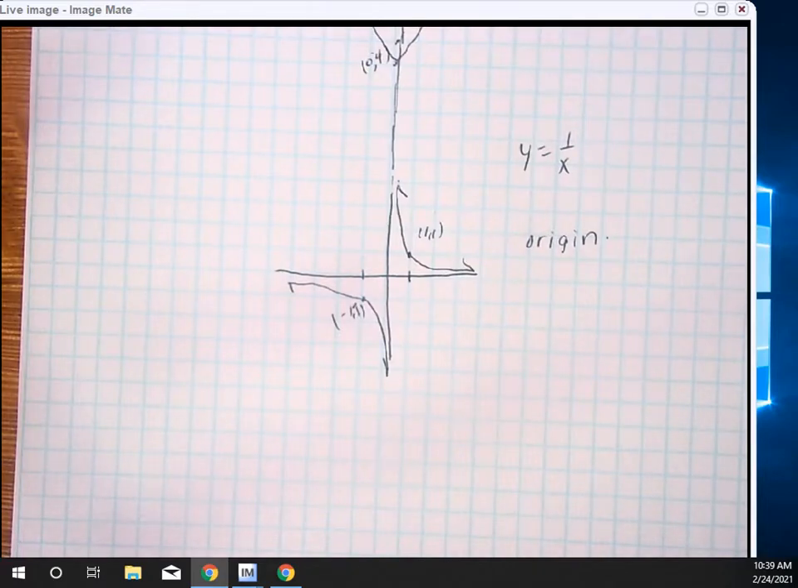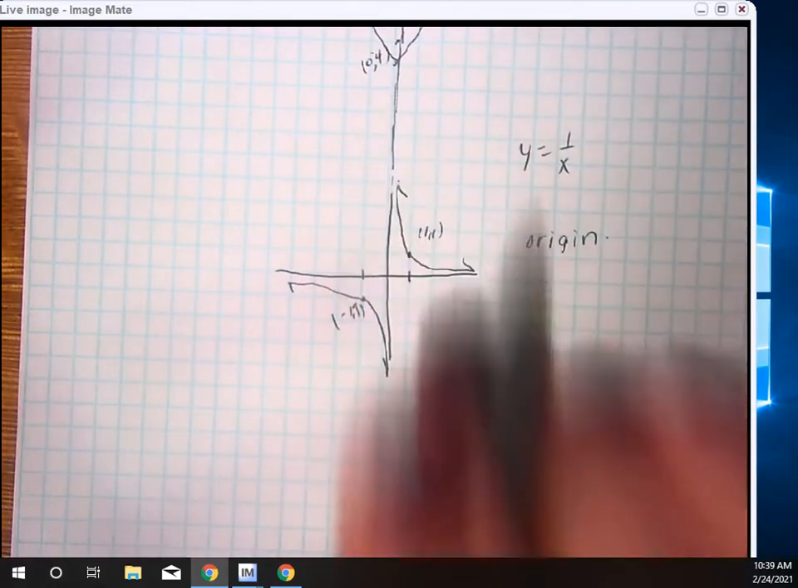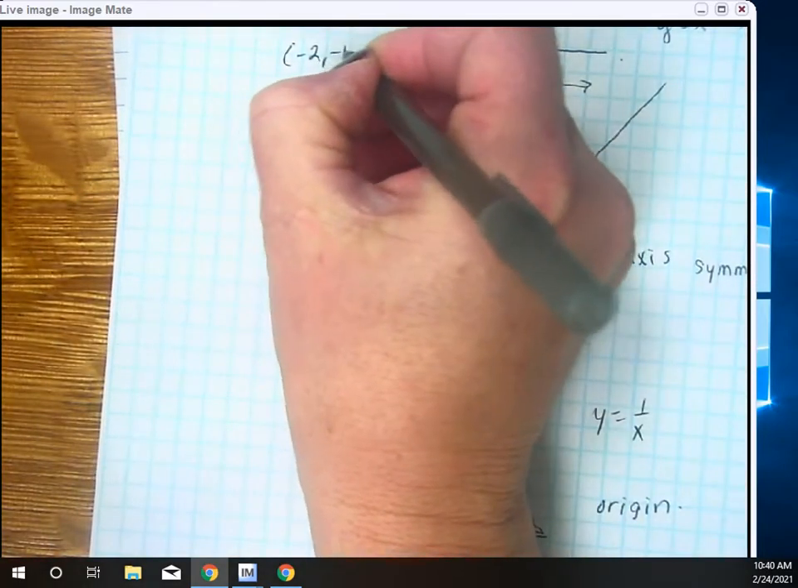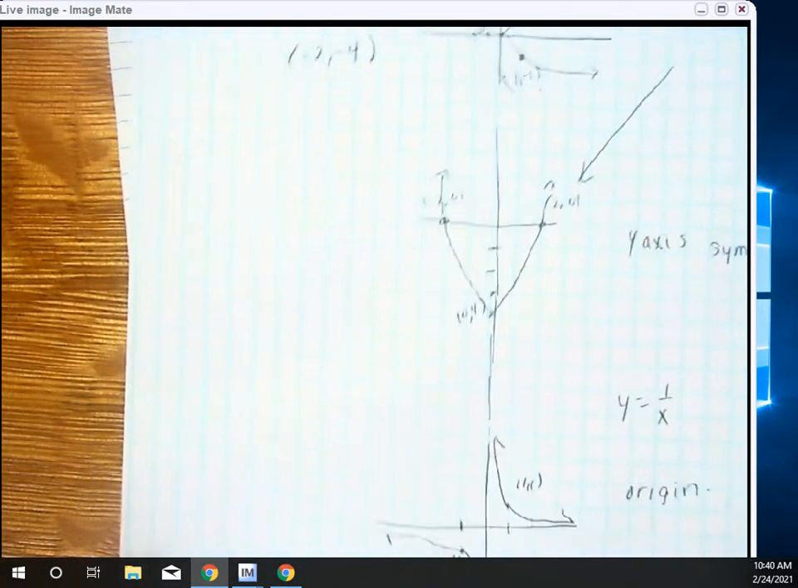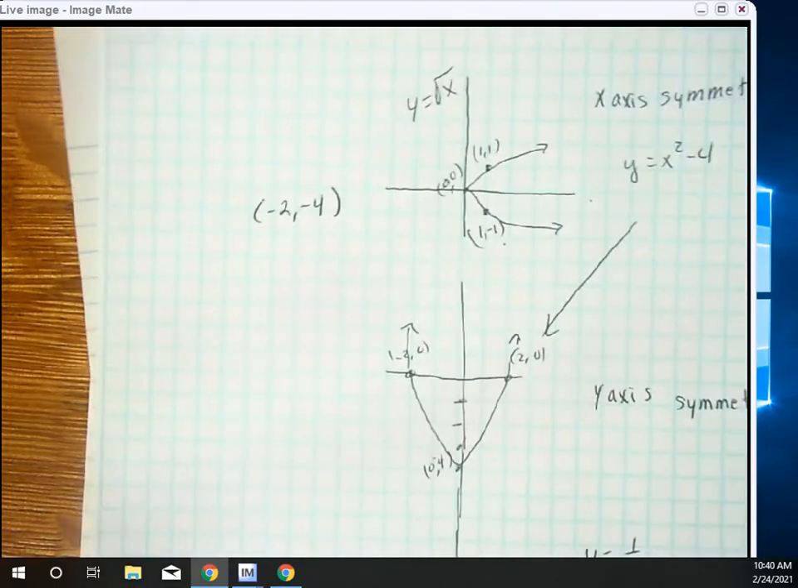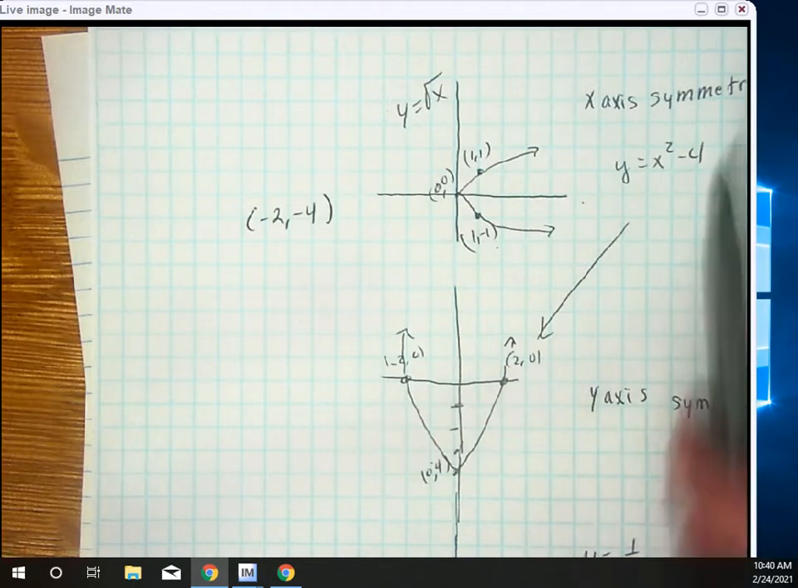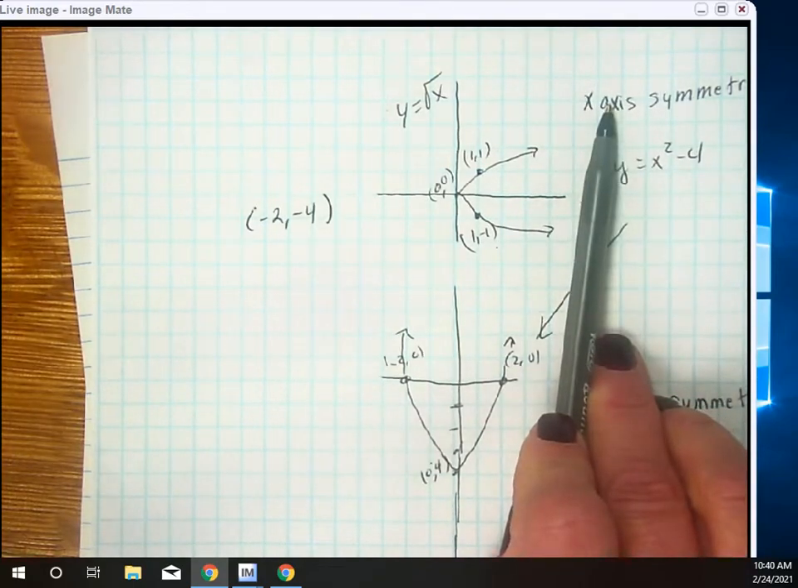All right, let's see. Determine a point that is symmetric with the x-axis, y-axis, and the origin. All right, so your point is (-2, -4). If that point is going to be reflected about the x-axis, what is my new point? What changed if it has symmetry with respect to the x-axis?